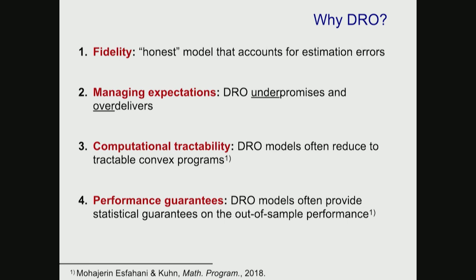Third reason, that's an important one, it turns out that many interesting distributionally robust optimization problems with Wasserstein balls can be reformulated as tractable convex programs, and we will see that later on. The fourth reason is also important. By using a Wasserstein ball, we can leverage many interesting results from probability theory, measure concentration results, and so on to develop new generalization bounds and out-of-sample performance guarantees for the solutions of these models.